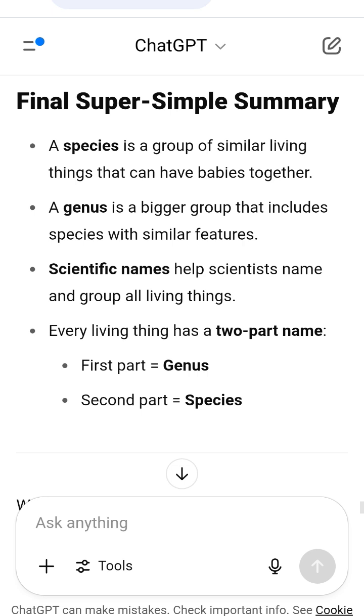Would you like a simple drawing diagram to help with this, or a quiz to test your understanding next?